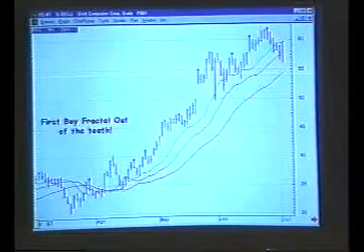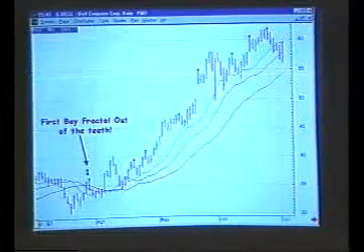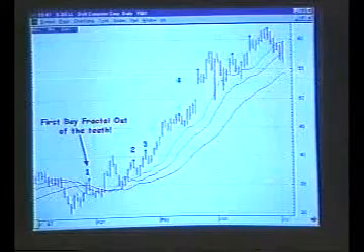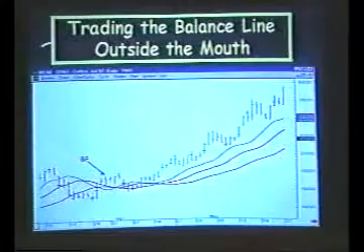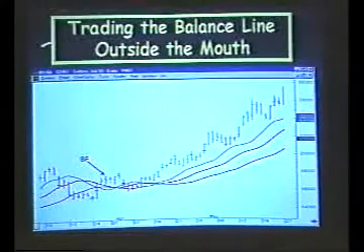Let's look at some other examples. Let's look at this first fractal buy just to review. Here's 2, 3, 4, 5, 6, and 7. Let's look at another chart now. Trading the balance line outside of the market.